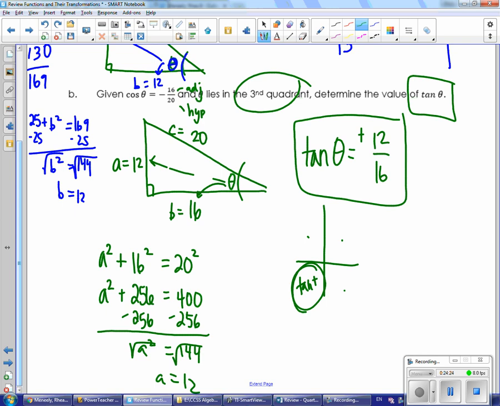Now, ultimately, you can reduce that fraction. I probably should have given you a problem that had a reduced fraction to begin with, but 12 over 16, if you want to reduce it, you certainly can.